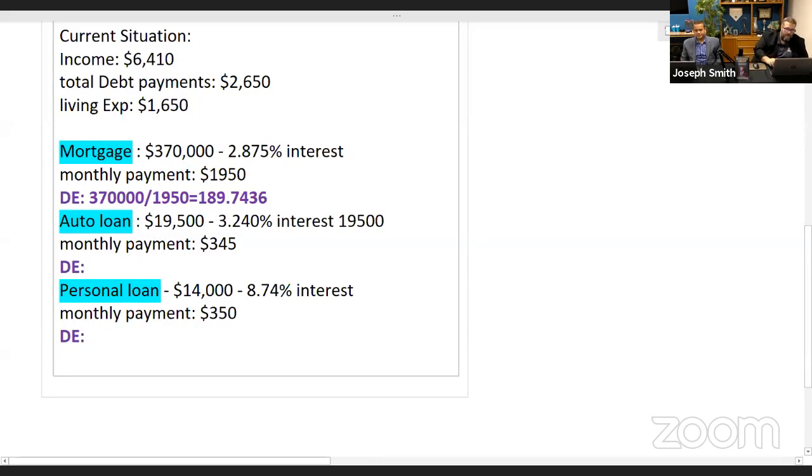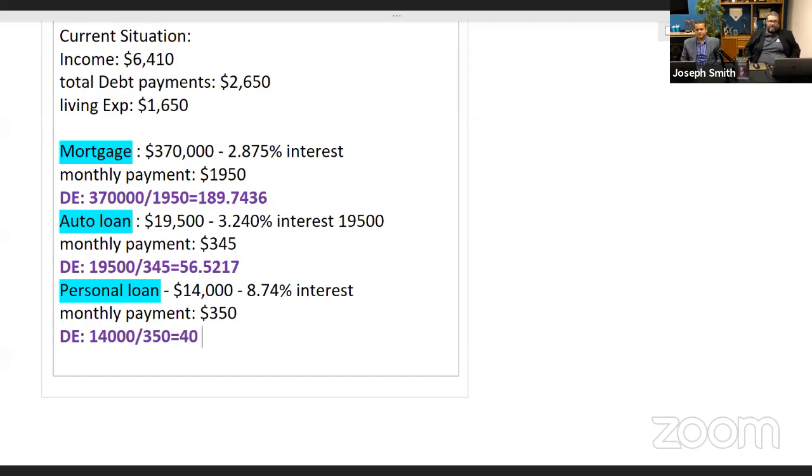Now let us look at the auto loan. It's $19,500, and we divide that by the monthly payment. Oops, which I typed in wrong. And then the debt efficiency on the auto loan is 56.52. And then we look at the debt efficiency on the personal loan, 14,000, and we divide that by 350, and we get 40. So what do those numbers mean?